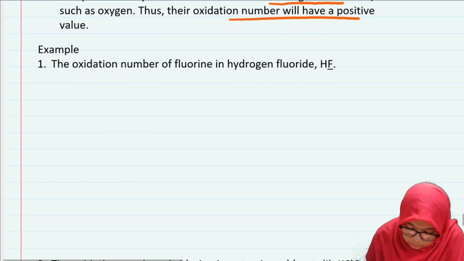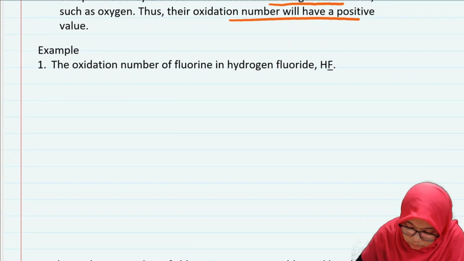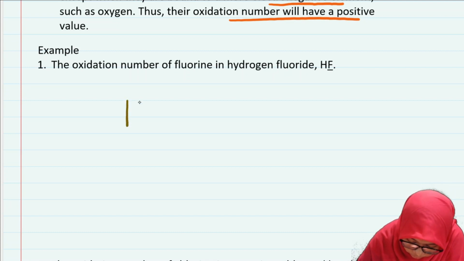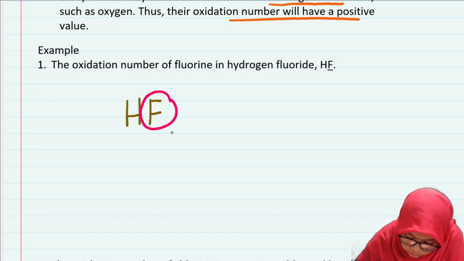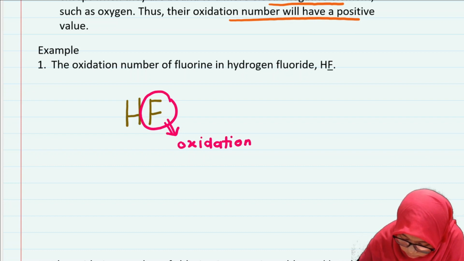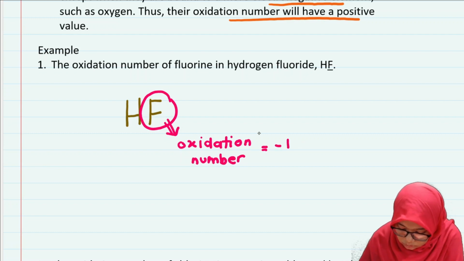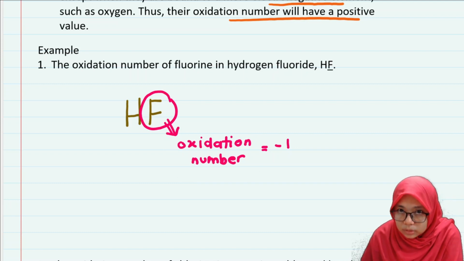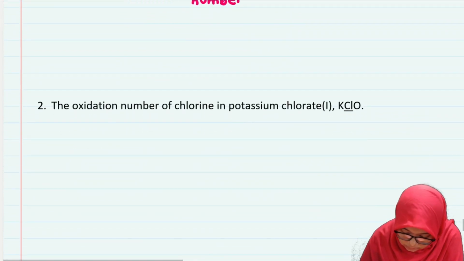The first example that we can see here is hydrogen fluoride. Hydrogen fluoride has a formula of HF. In this case, by this rule, the fluoride will have an oxidation number of -1. The oxidation number is referring to the charge of the ion.